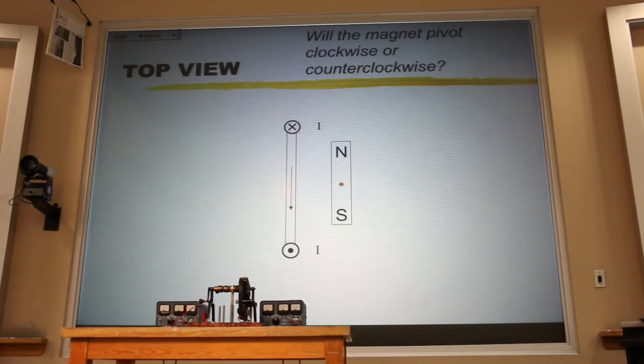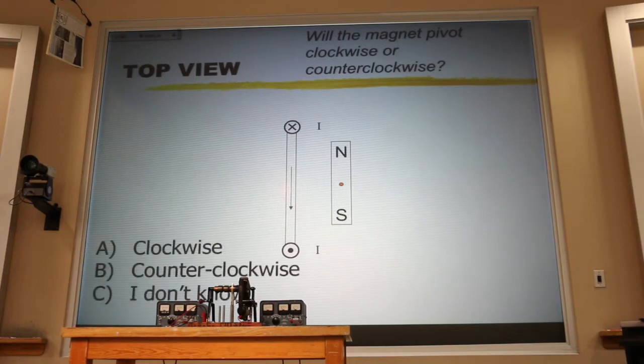Okay. Let's try another one. I have this bar magnet that's free to rotate about the orange dot in the center. Anytime you have a bar magnet free to rotate, think of that as a compass needle and put a little arrowhead on the north-seeking pole of that compass needle. Now, will that magnet pivot clockwise or counterclockwise? Your choices are clockwise, counterclockwise, or I don't know.